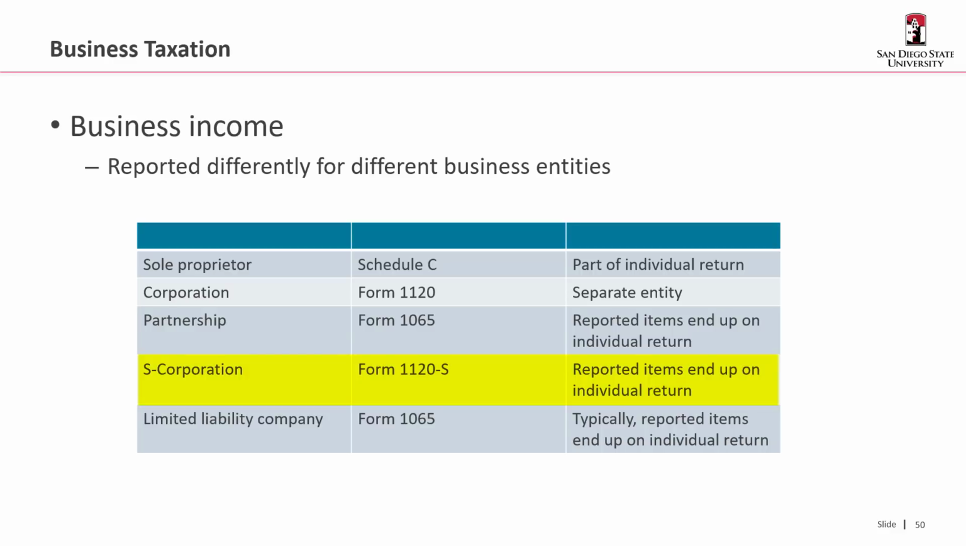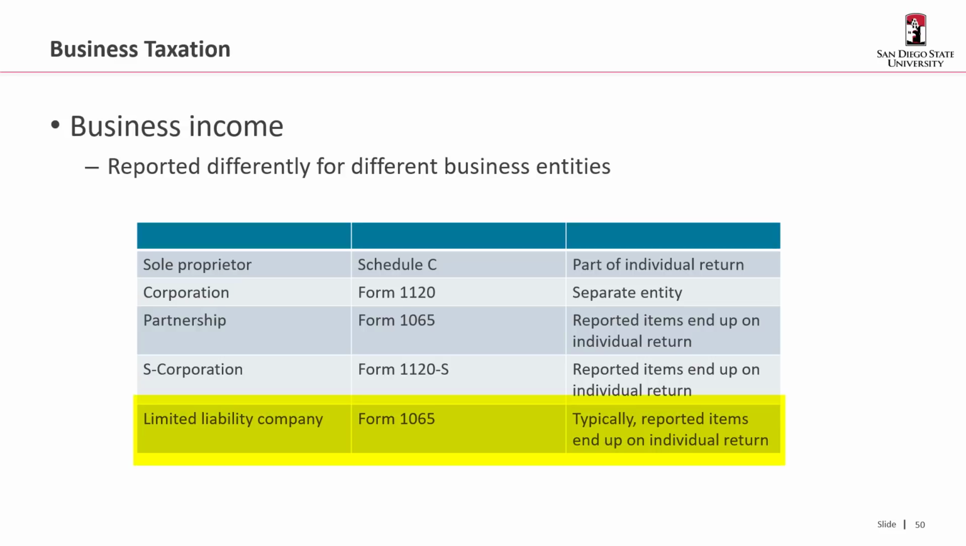An S corporation is an election that a corporation can make to be treated as a flow-through. And again, it does the same thing. The form number is different, but basically you calculate it for the entity and then you allocate it to each of the individual shareholders so that they can report those amounts on their individual tax returns. That typically goes through a Schedule E.